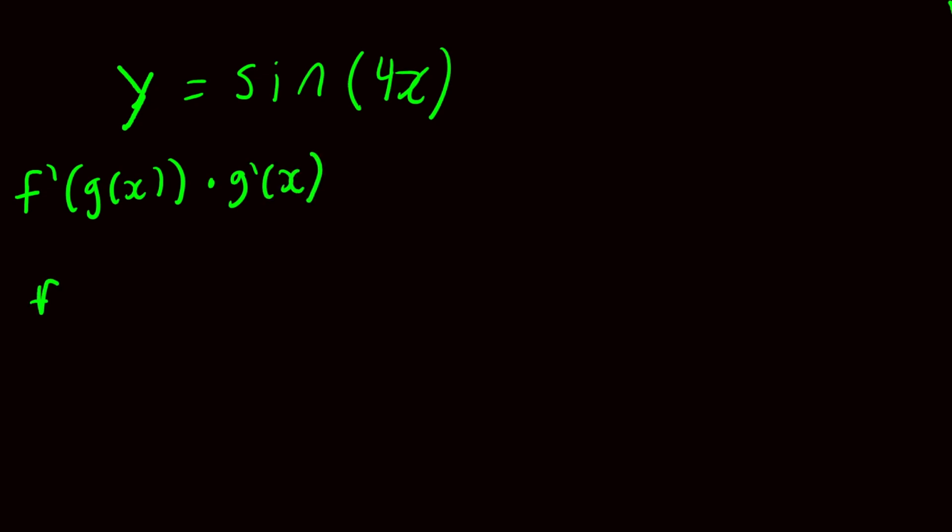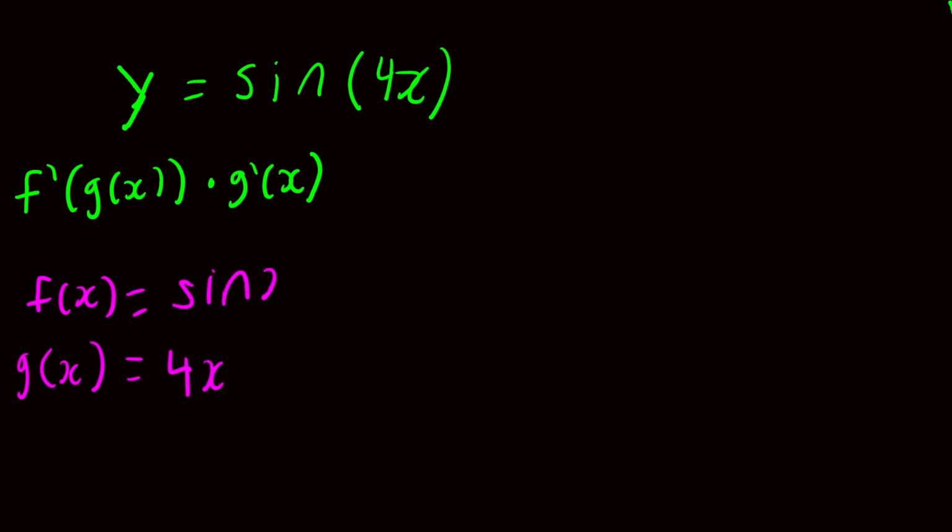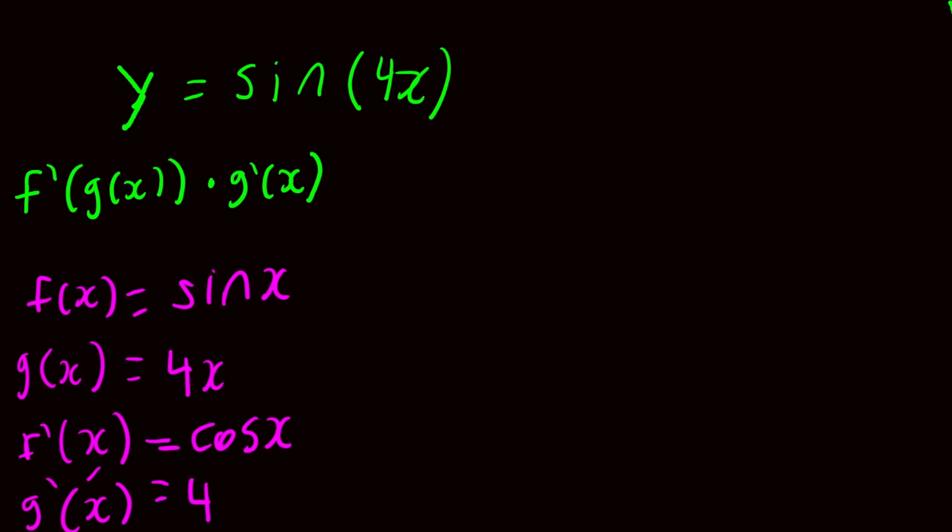Okay, now f of x and g of x. Let's start with our inner function, 4x. Our outer function is sine, so sine x. f prime of x equals, and then g prime of x equals, well, g prime is just 4, right? The derivative of 4x equals 4. And f prime, the derivative of sine, is cosine. Use a little bit of our trig knowledge there.